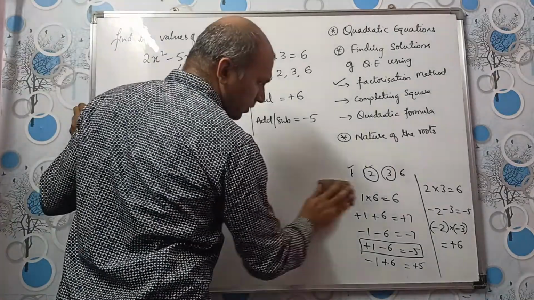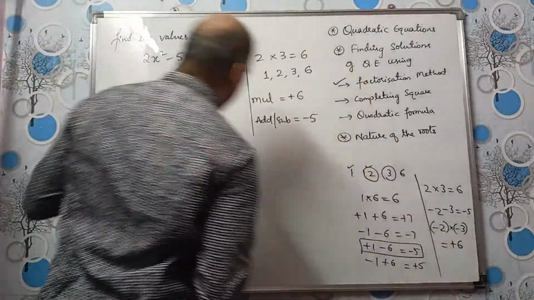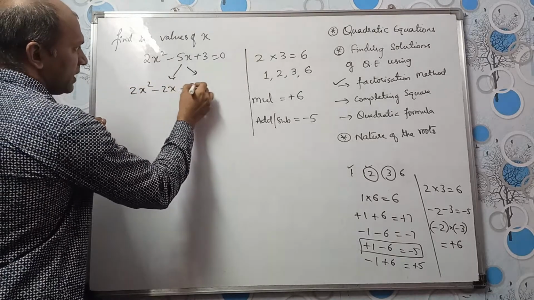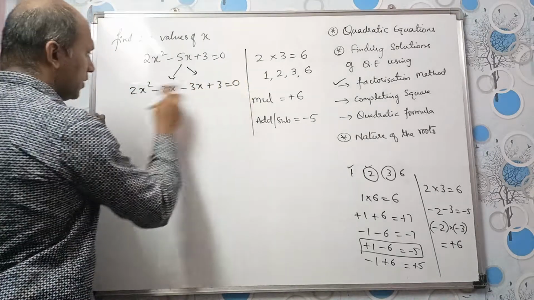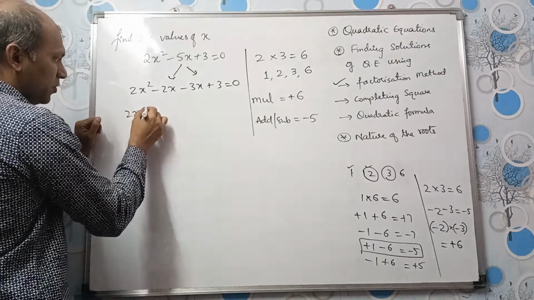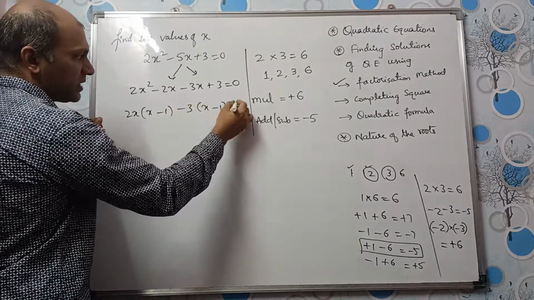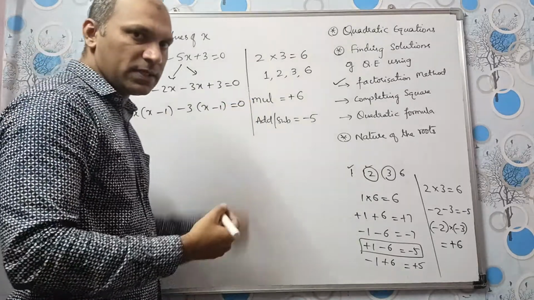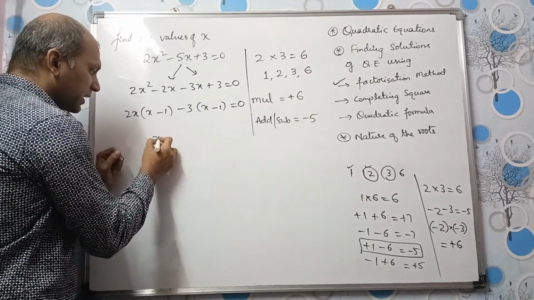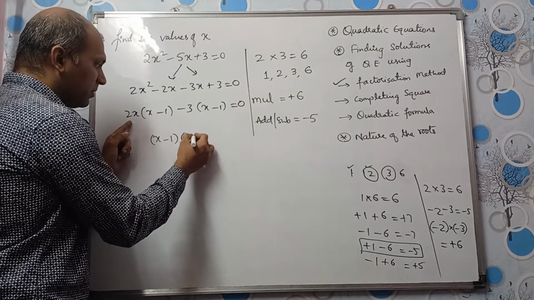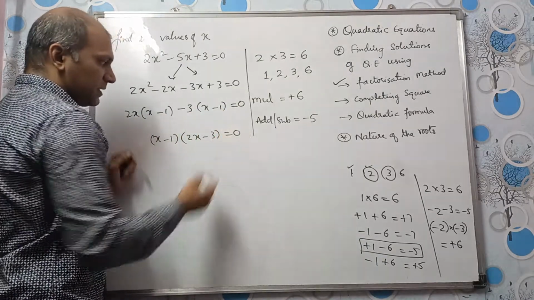So what should we take? We should take minus 2 and 3. Let me write it again. 2x square minus 2x minus 3x plus 3 equal to 0. From these two terms, we can take 2x common, so x minus 1, and write x minus 1 one more time and outside the brackets minus 3. I explained you why just now, right? From these two terms, we can take x minus 1 common, or whatever is there inside the brackets write one time, outside the brackets write one time, like this.